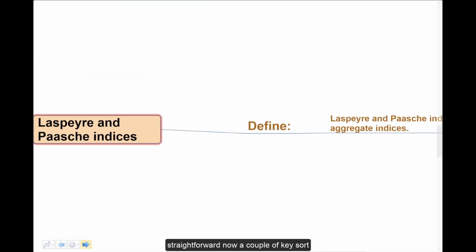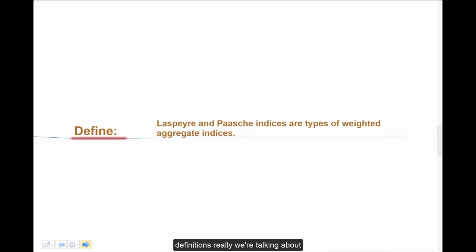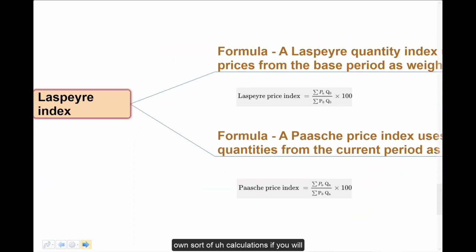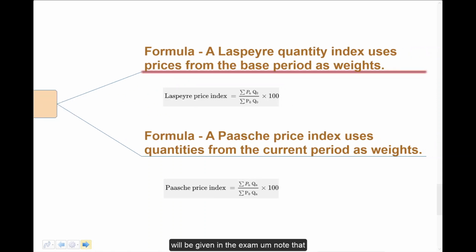Now, a couple of key add-ons, these two indices, Laspeyres and Paasche. In terms of the definitions, we're talking about just two types of weighted indices, weighted aggregate indices with their own calculations, or their own formulas, and these will be given in the exam. Note that the Laspeyres quantity index uses prices from the base year as the weights. Let's make a note of that.